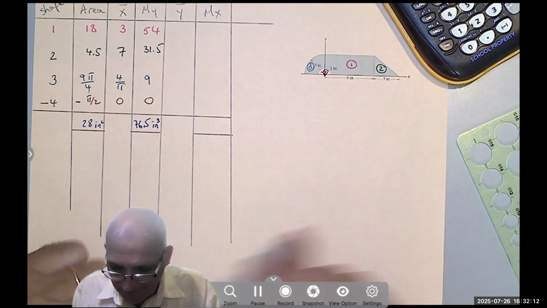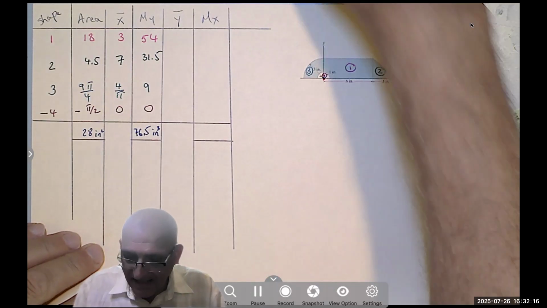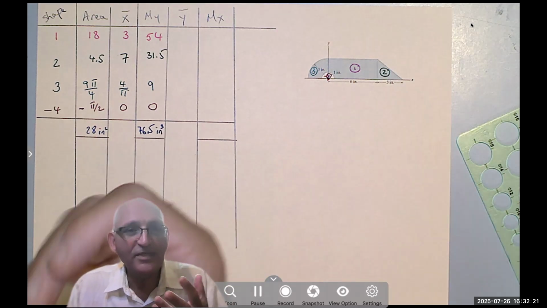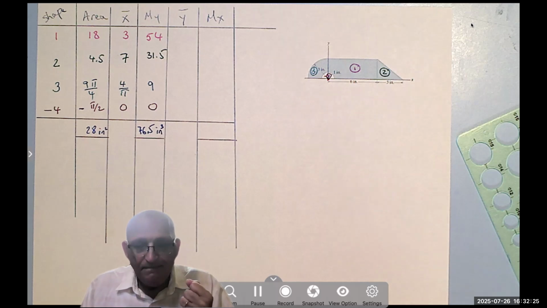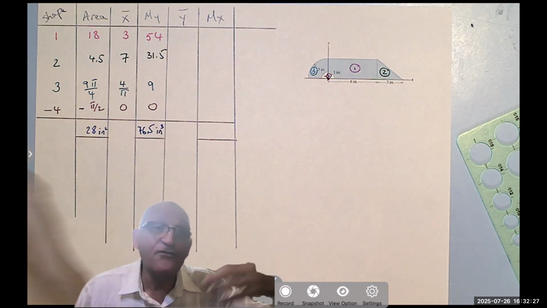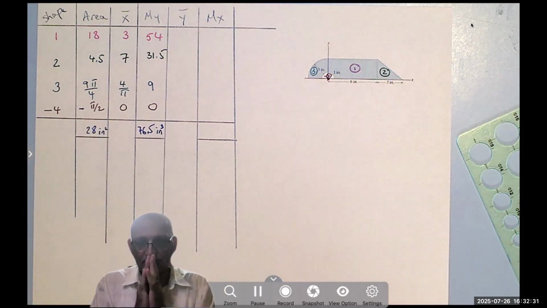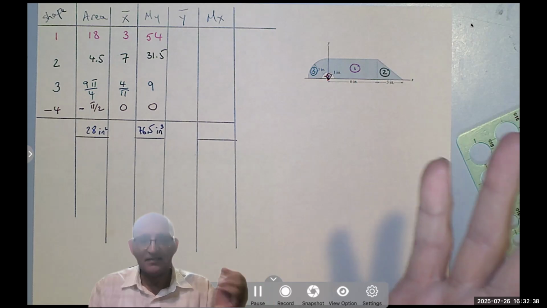Okay. Now I want to stop here and say, I said I created something called My. What does the moment mean? The moment means the tendency of a force to produce rotation about an axis. But where is the force? I don't have a force. Yeah, I know.